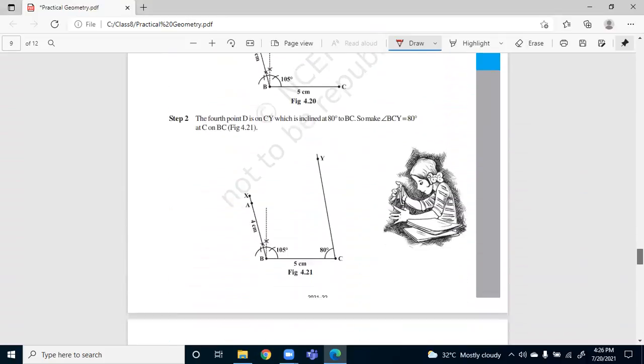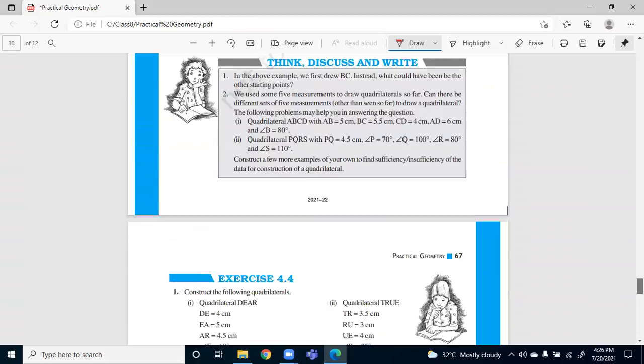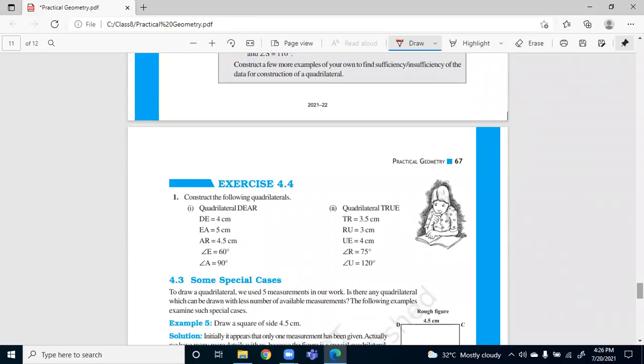4.3 we have completed. So let's come to 4.4. There are two questions in this exercise. Quadrilateral is DEAR. So we will be making its rough diagram. DEAR. And DE is 4 centimeter, EA is 5 centimeter, AR is 4.5 centimeter.